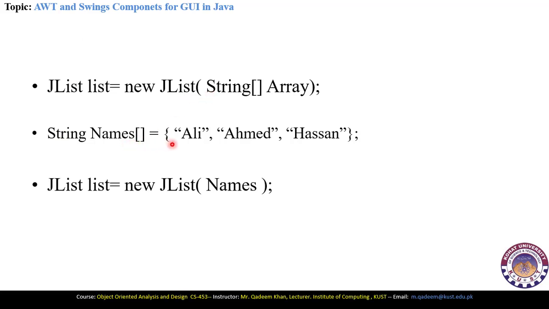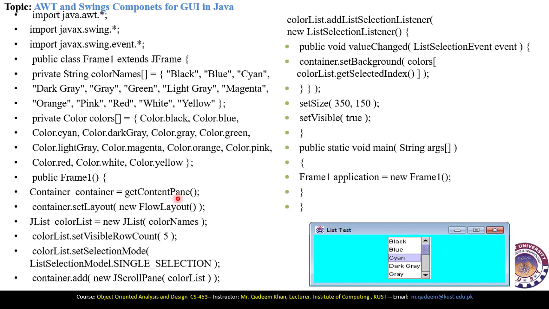Now the string names contains, for example, the names of people, for example Ali, Ahmed and Hassan. These are strings. You can also pass arrays of other data types as well, for example integer or float or double. Then you pass this array name into the constructor of the JList. So JList list = new JList(names). You can see that the names are transferred to the JList here.